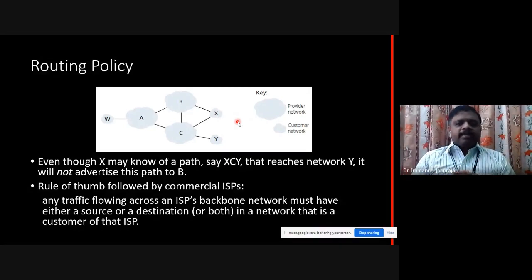I would encourage and urge every one of you to read the textbook which I mentioned at the start of this class, Internet Routing Architecture, a Cisco Press book.